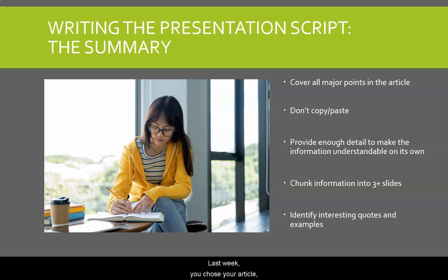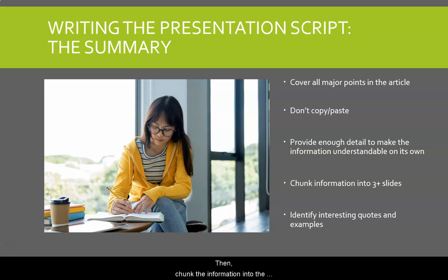Last week, you chose your article, read through it carefully, and wrote annotations in preparation for turning that information into your script. Your job now is to rewrite the important information you identified so it flows together well and makes sense to an audience who has never read the article before. First, it can be helpful if you provide a quick overview of the main argument or topic of the article. This can give your audience some context to understand the rest of your presentation.